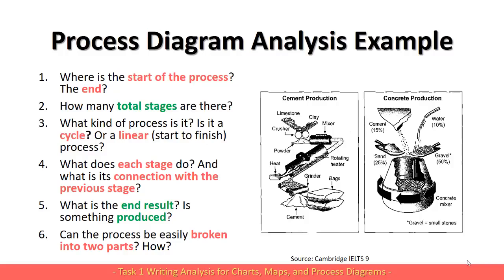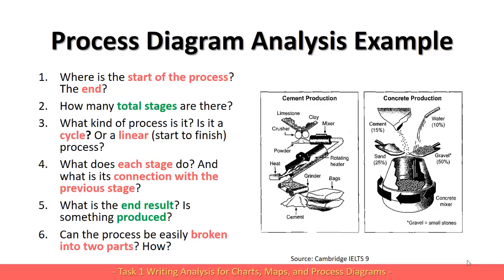Number one, where's the start of the process and the end? Let's look at this process diagram. We actually have two. On the left, we have cement production, and on the right, we have concrete production. All right, so we're making two different types of things. Very interesting. But let's look at this left one first.